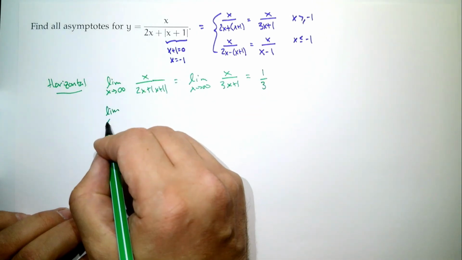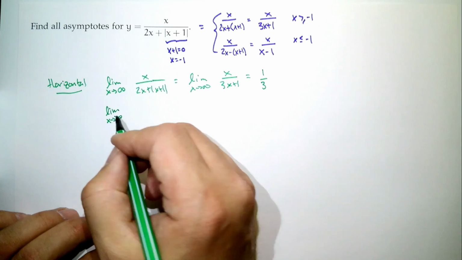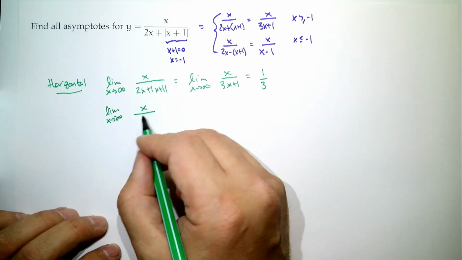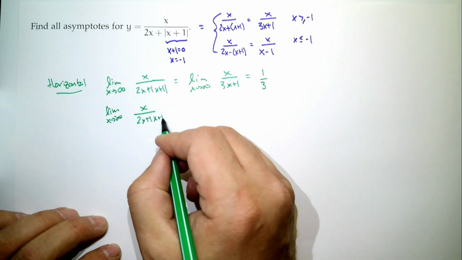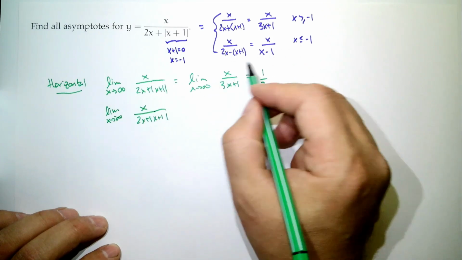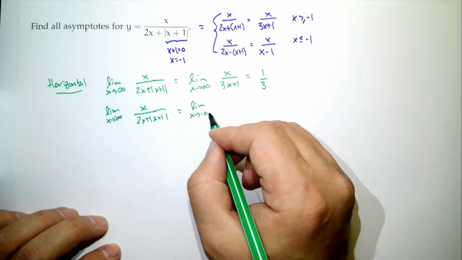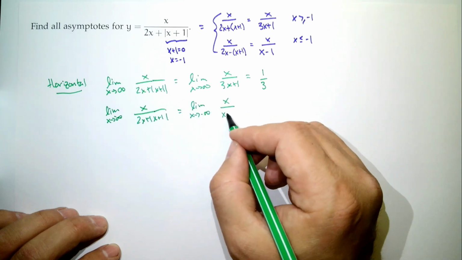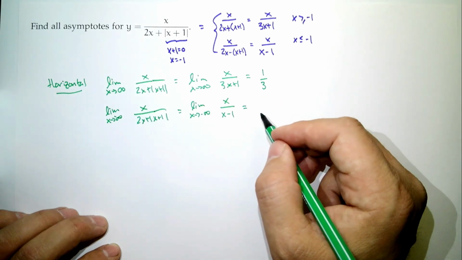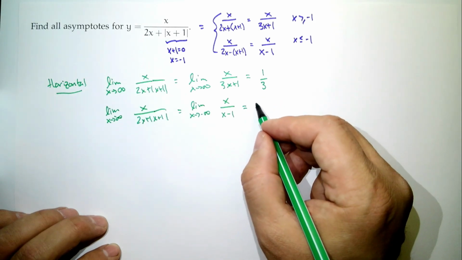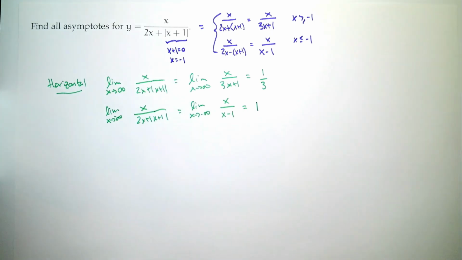In the opposite direction, negative infinity, the only thing that changes is that now we use the other variation of the function. So it's the limit as x goes to negative infinity of x over x minus 1. And what happens in this case? It goes to 1 over 1, which is 1. So in one direction it goes to 1/3, the other direction goes to 1. So we have two different horizontal asymptotes, depending upon whether you go to positive infinity or negative infinity.